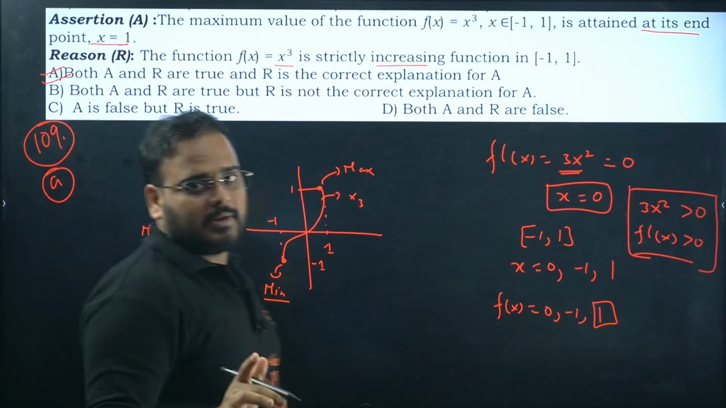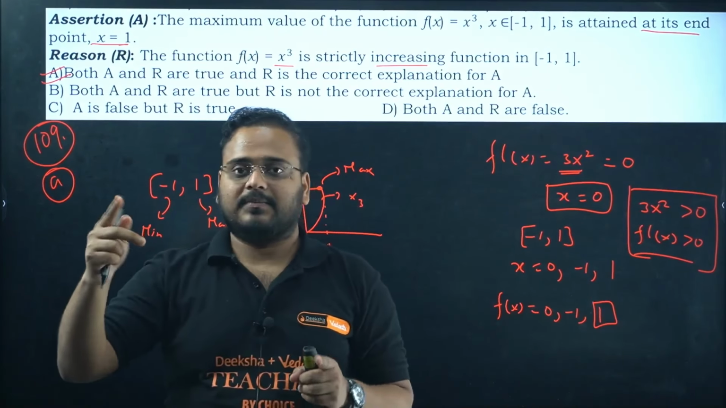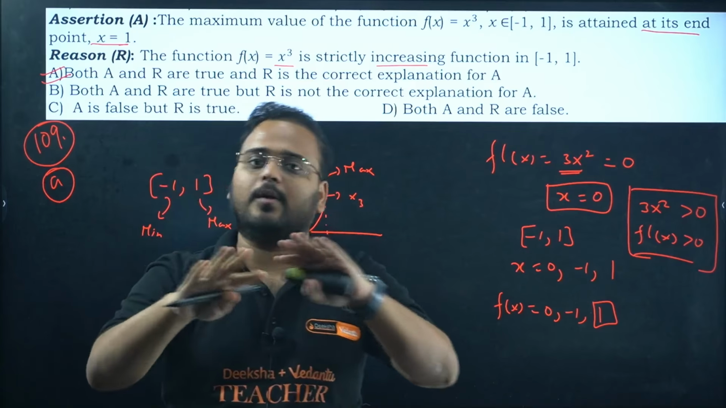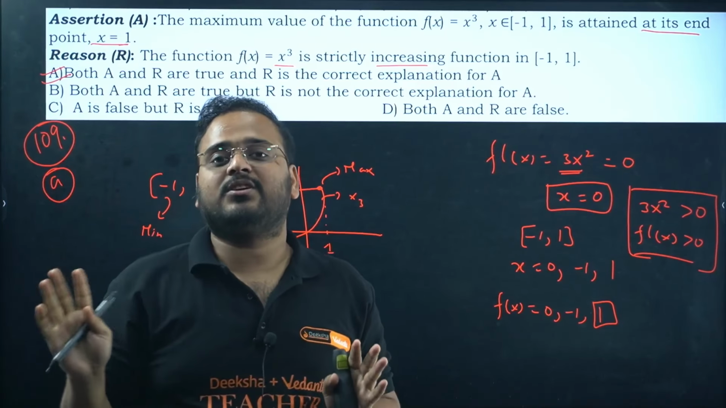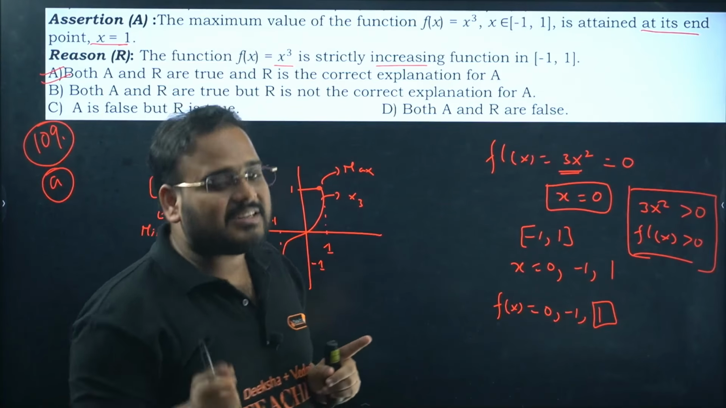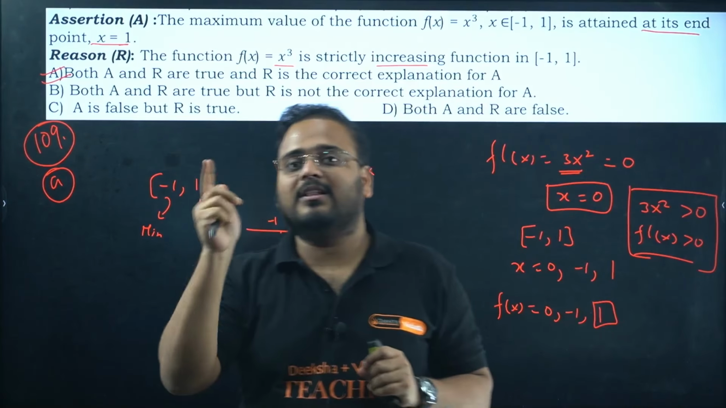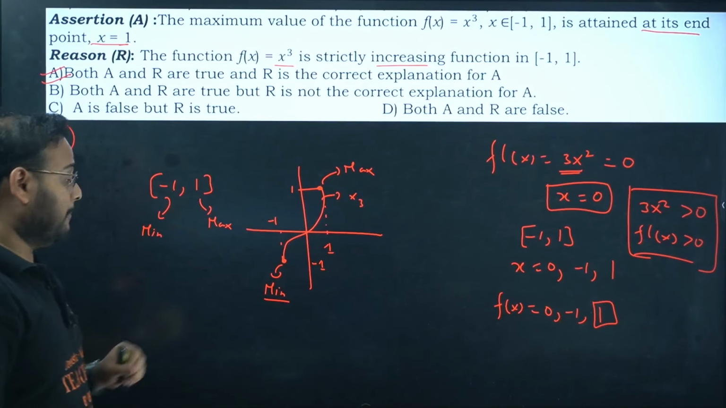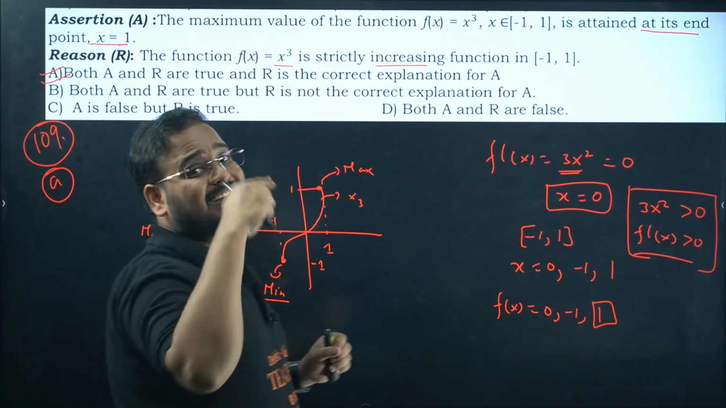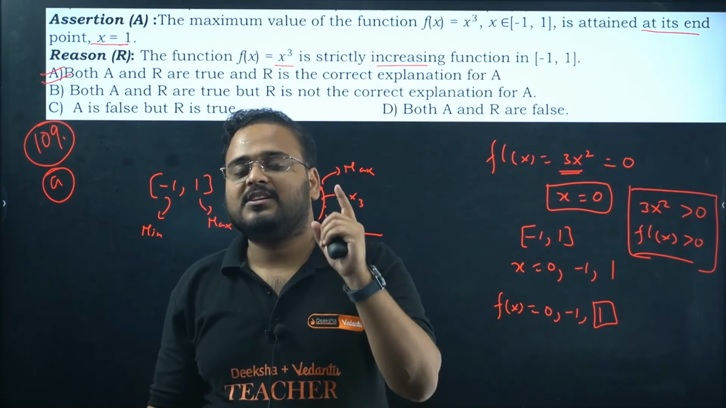I'll repeat. If a function is always increasing and there is no interval given, then maxima will not be there. But if a function is strictly increasing and there is a defined interval, then the right hand side of the interval will be the point of maxima. The other side will be the point of minima. This is for strictly increasing. Now the opposite: strictly decreasing function.